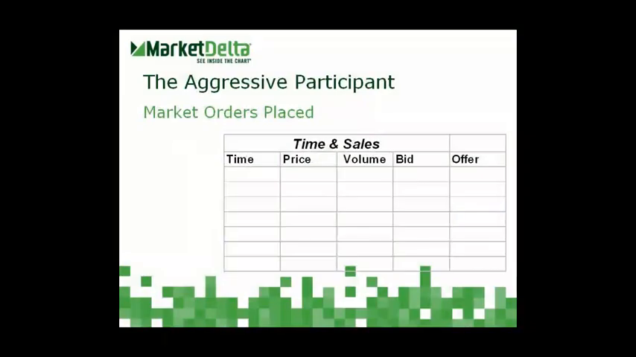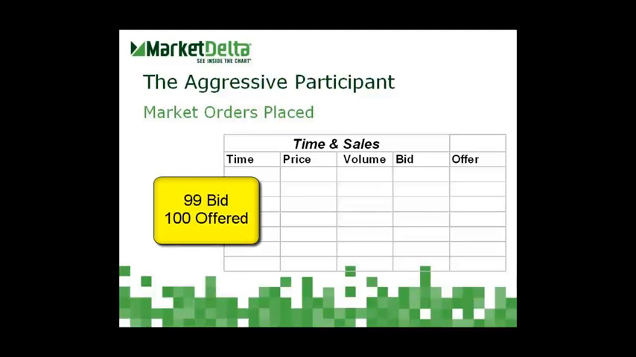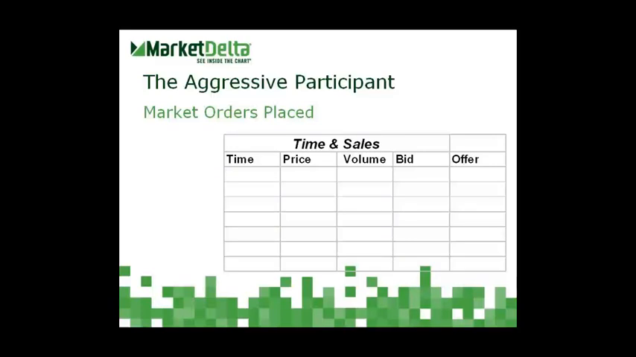Recall from the prior screen, our generic market had a best bid of 99 and a best offer, or ask, of 100. Let's say our generic market just opened the trading session and no trades have yet taken place. A time and sales window would be blank. No transactions have yet occurred.